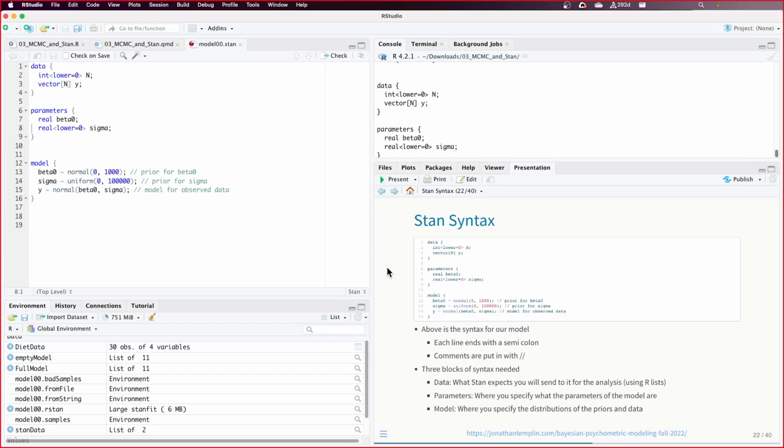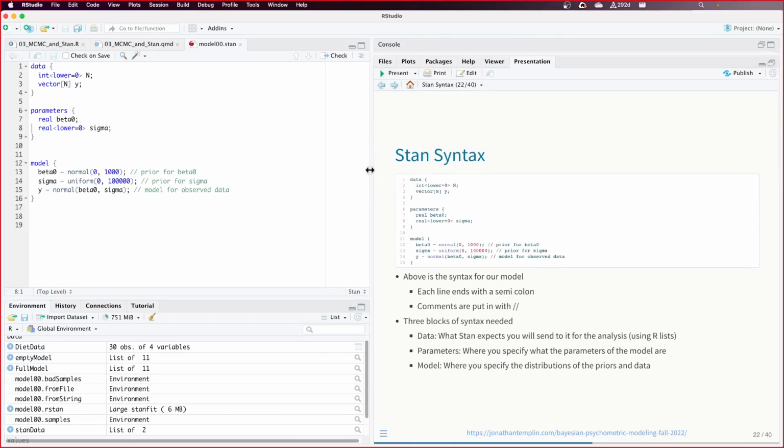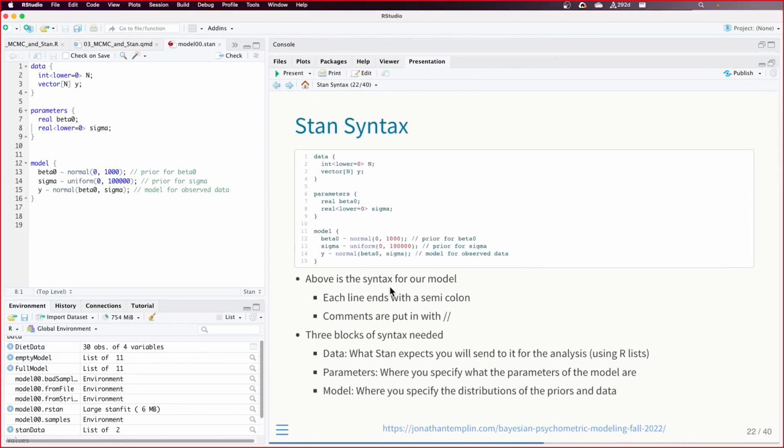All right, so let's talk about the syntax a bit, shall we? So this is the syntax for the model we're going to run. The model with those two parameters, beta 0 and sigma. Notable about Stan, every line of syntax where you just say something or do something ends with a semicolon. So it's very much like SAS.